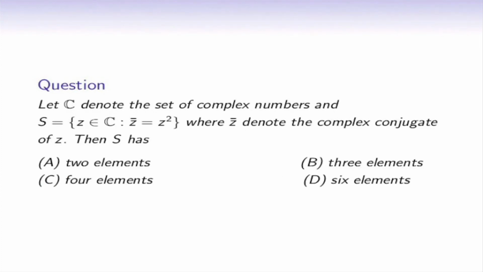We next consider the following question. Let C denote the set of all complex numbers and let S be the set of complex numbers such that Z bar is equal to Z square, where Z bar denotes the complex conjugate of Z. Then in the question we are asked to find the cardinality of the set S, and we are given 4 options here. Let us see how to solve this problem.